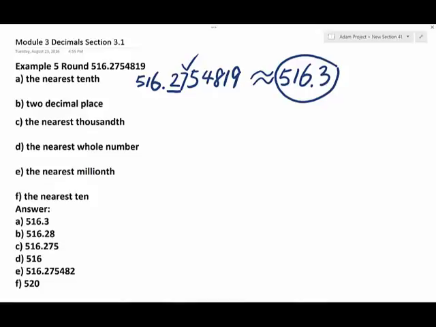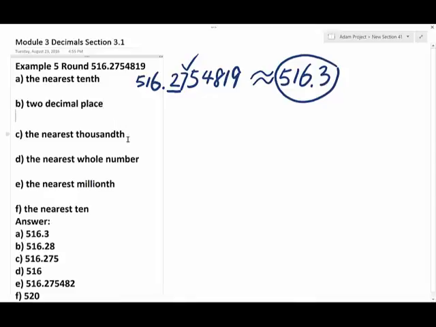Okay, and second one, let's take a look at, we want to round it to 2 decimal places. So first of all, write it down, right? 516.2754819. Okay, so 2 decimal places, meaning the underlying digit must be 7.